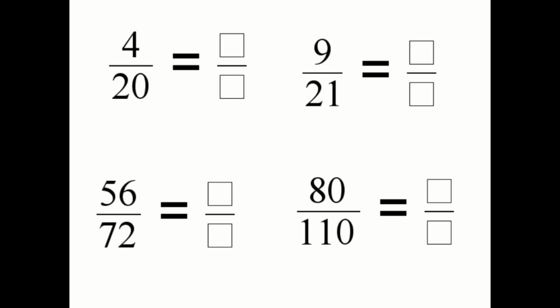Okay, let's look at some more examples. 4 and 20, what's the highest number that goes into both 4 and 20? 4 is the biggest number, the highest common factor of both 4 and 20. So 4 divided by 4 is 1. 20 divided by 4 is 5. 1/5. 9/21, the highest common factor there is 3. So we divide by 3. 9 divided by 3 is 3. 21 divided by 3 is 7.